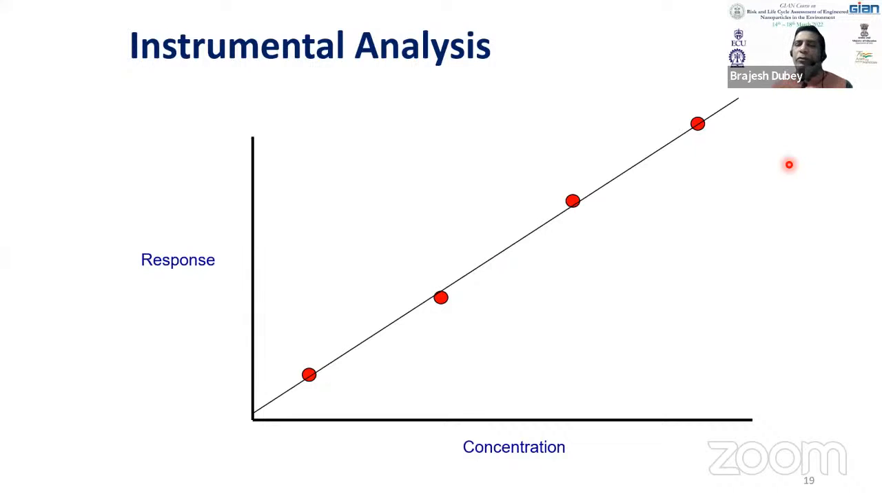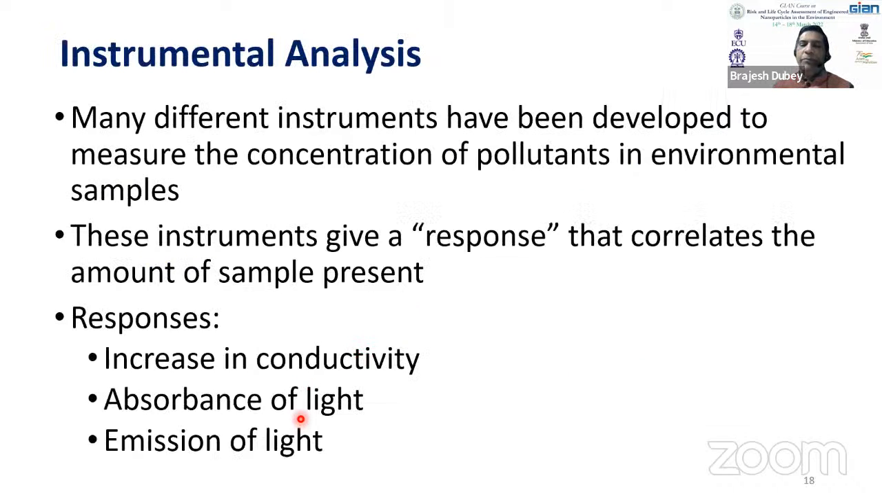Before we analyze any sample, we put in known concentrations. These are the known concentrations that we have given to the system, and then we got the response. From these known concentrations, we got this best fit line. Sometimes it could be linear, sometimes it may not be. Now, if I have a sample, I put the sample through the system, I get a response, and then I bring that response to this line, drop it down here, and I get the concentration of that particular contaminant. The response could be an increase in conductivity, absorbance of light, emission of light, and other things as well.